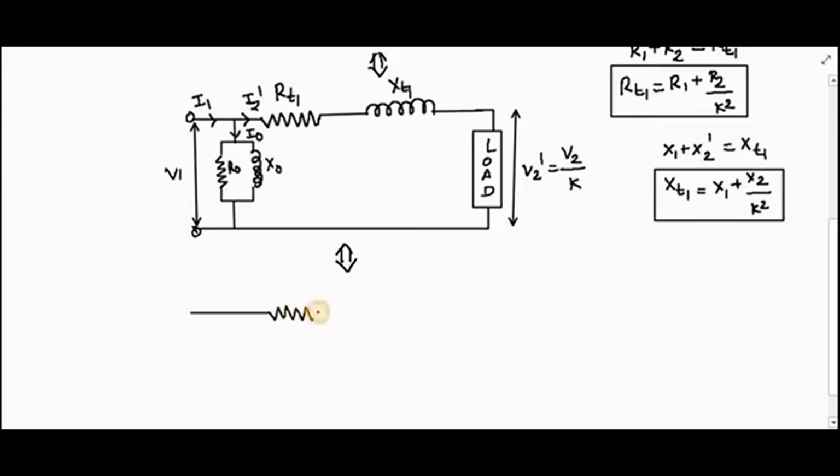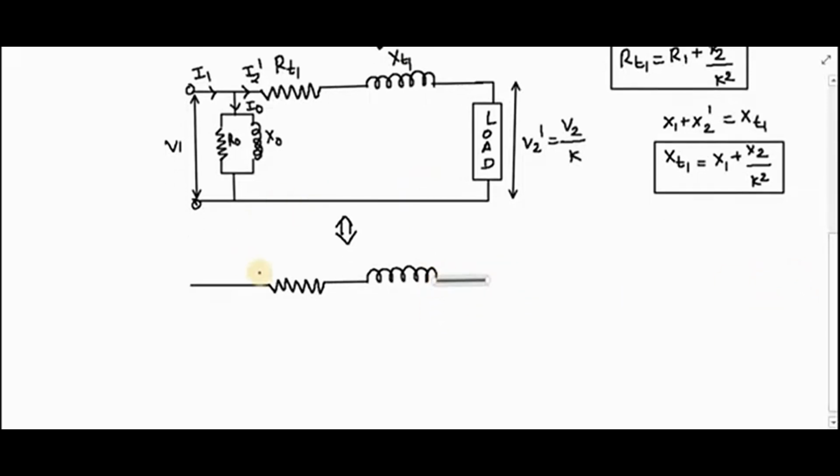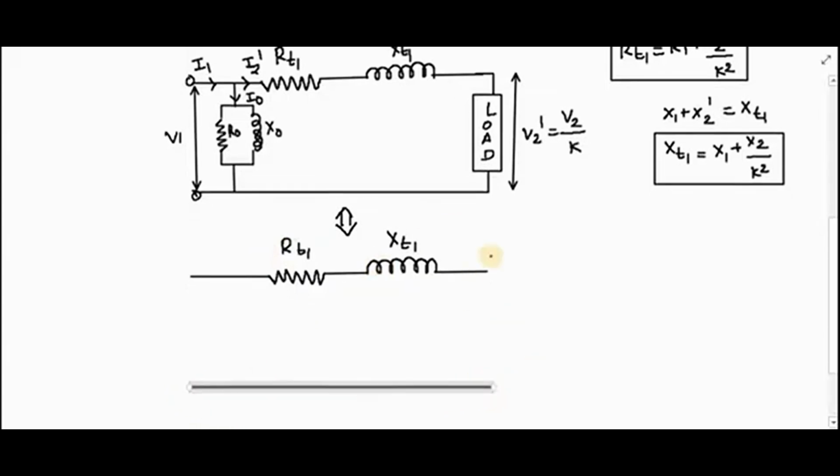So further we will draw this circuit as follows. Now what is this? This one is your RT1. This is your XT1, right? Then now let us connect the load across this.